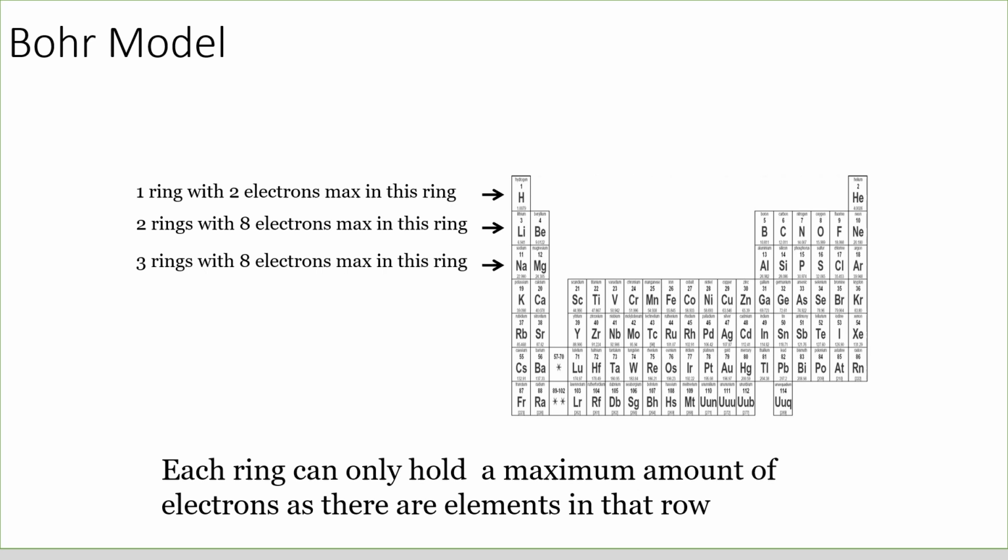And it's really interesting that it aligns like that. And so each one can only hold so many. And that's because of the amount of energy that each row can contain. So period 1 can have a maximum amount of electrons of 2 because there are 1, 2 in that row. Ring 2 can hold 8, maximum amount of 8. Ring 3 can hold a maximum amount of 8.